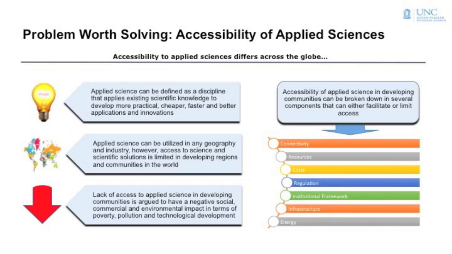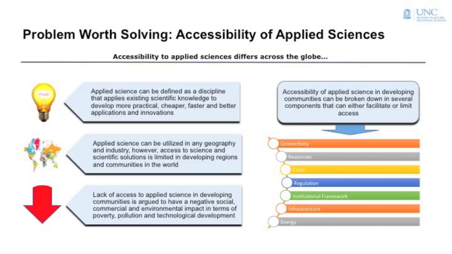Let me start off with the definition of applied science. Applied science can be defined as a discipline that applies existing scientific knowledge to develop more practical, cheaper, faster, and better applications and innovations. Applied science has a broad scope of application and can almost be utilized in any geography and industry. Yet, in reality, there's huge inequality in terms of accessibility of applied science between developed and developing nations.